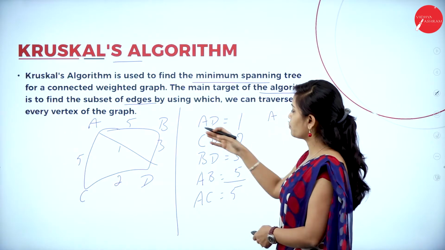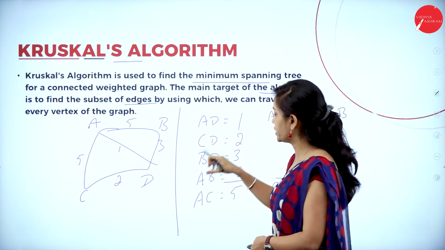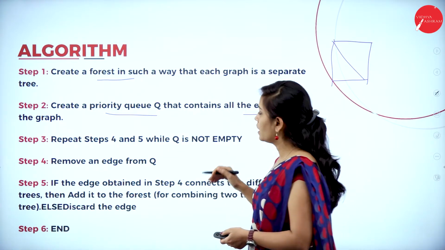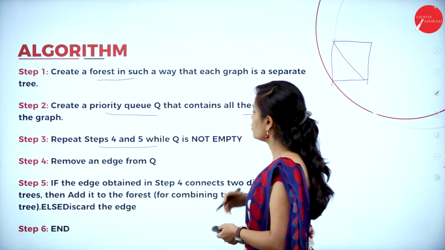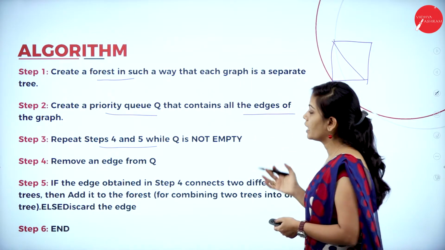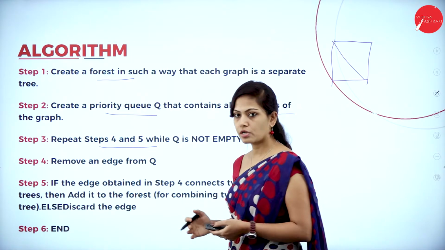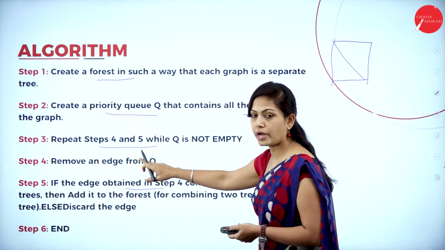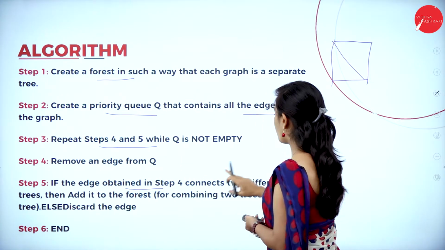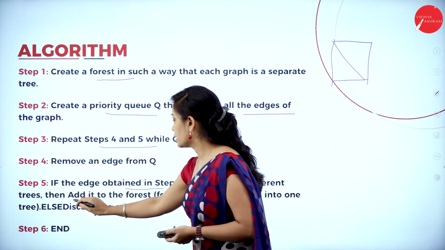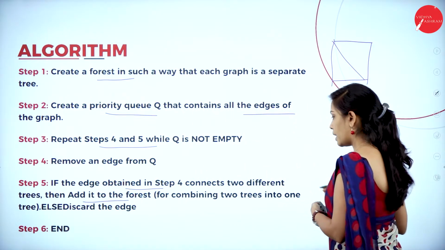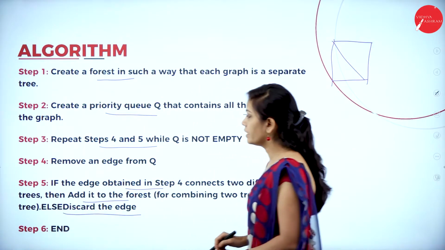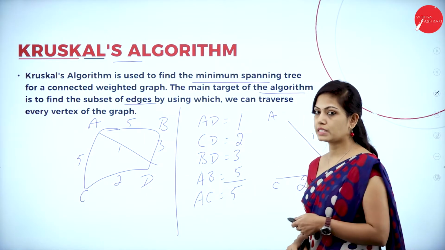So according to their weights, we have to give the first priority to the least edge. The queue contains all the edges of the graph. Repeat steps 4 and 5 while the queue is not empty: remove an edge from the queue, and if the edge obtained connects 2 different trees, then add it to the forest, combining 2 trees into 1 tree, and else discard the edge. So this is an example for Kruskal's algorithm.